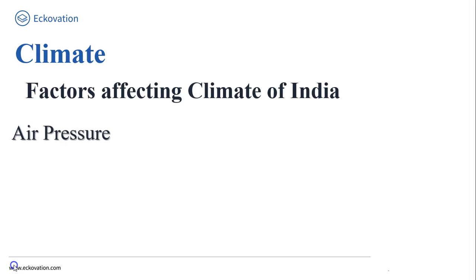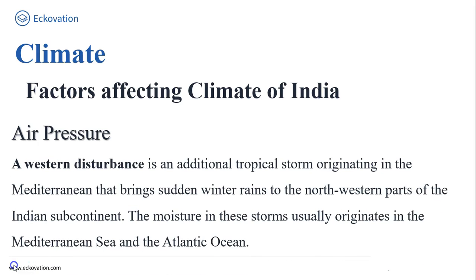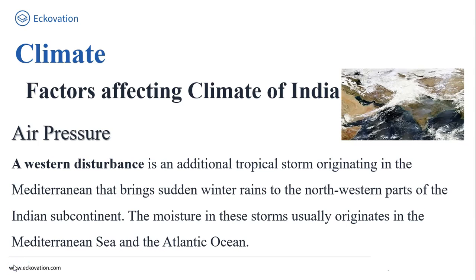Friends, India के north and north western parts में westerly flow के द्वारा एक western cyclonic disturbance पाई जाती है. When we talk about this western disturbance, it is an extratropical storm originating in the Mediterranean that brings sudden winter rain to the northwestern part of the Indian subcontinent. The moisture in this storm usually originates in the Mediterranean Sea and Atlantic Ocean. Now friends, let's move ahead.